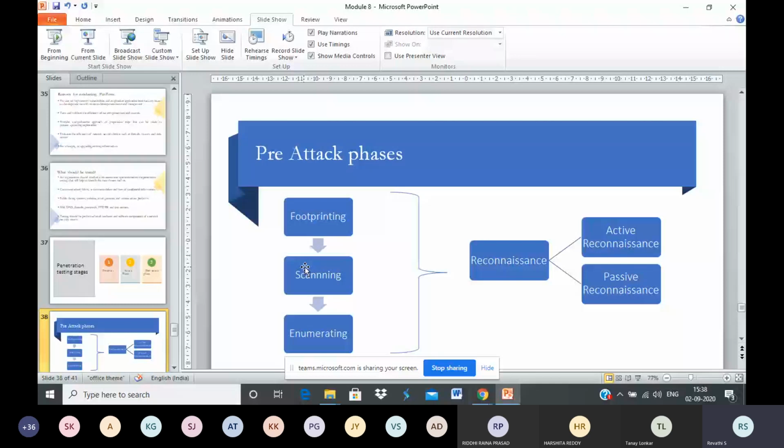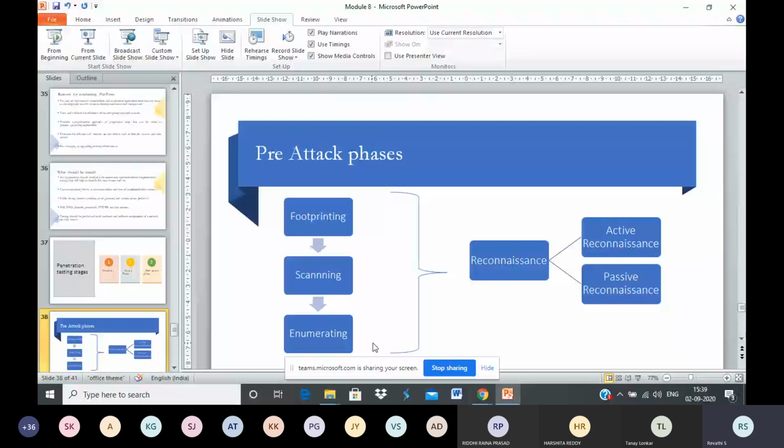Finally, enumerating. Enumerating, as the name implies, listing out. Okay, so what are we going to list out? We are going to list out all the valid user accounts for the specific system which has to be protected, and all the valid resources that can be shared. So you'll be just listing out all these things. Okay, so that comes under the enumerating stage.